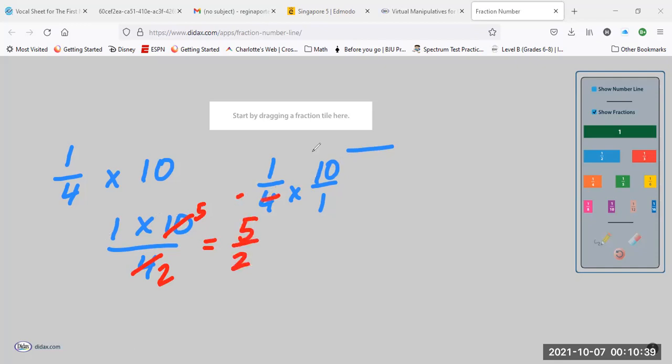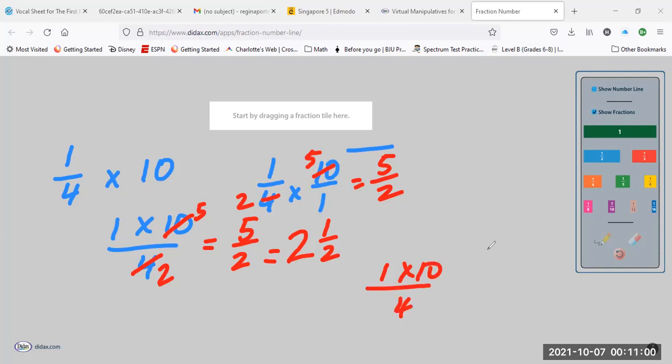You can do it like this. 5 over 2. Then you can say 5 divided by 2, or 5 over 2. My fraction is an improper fraction, so let's change it to a mixed number. 5 divided by 2 is 2 and 1/2. If I didn't simplify as I go, I would get 1 times 10 over 4 equals 10/4. And then I would simplify equals 2 and 2/4, which is equal to 2 and 1/2.